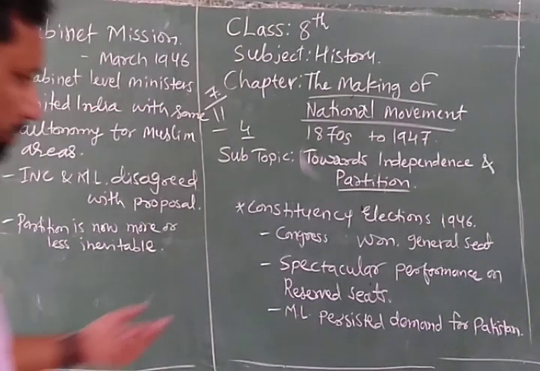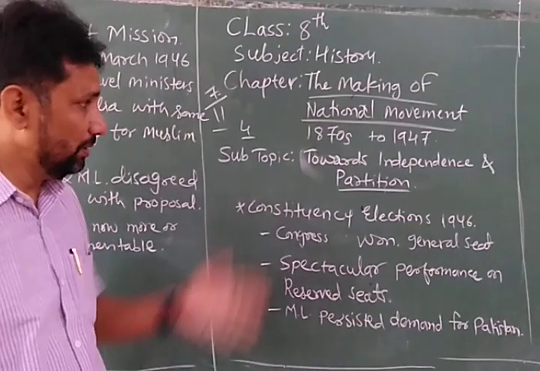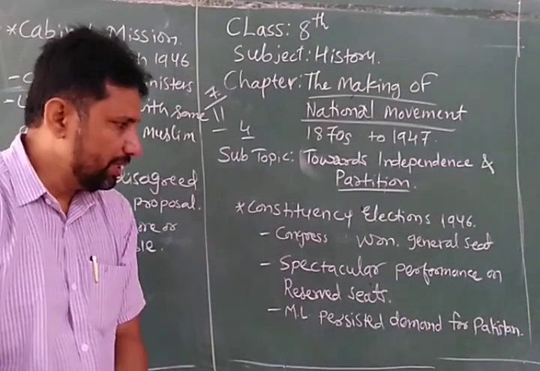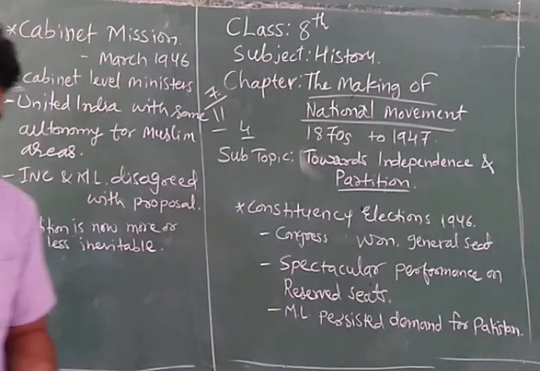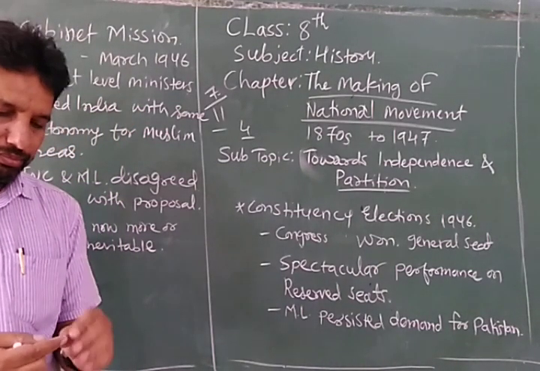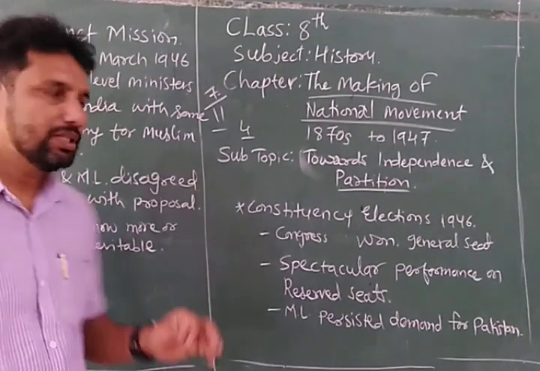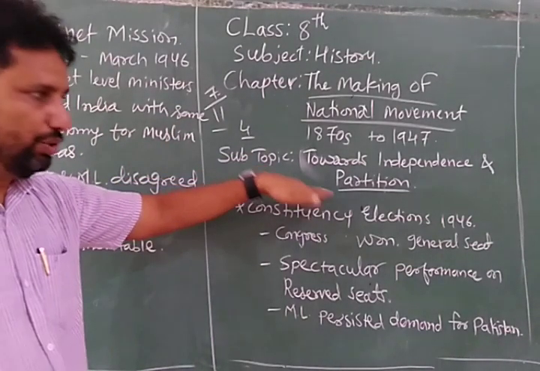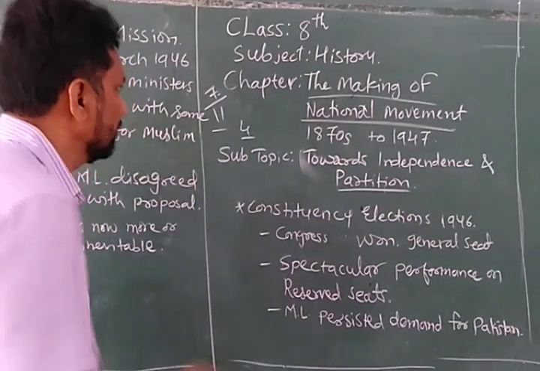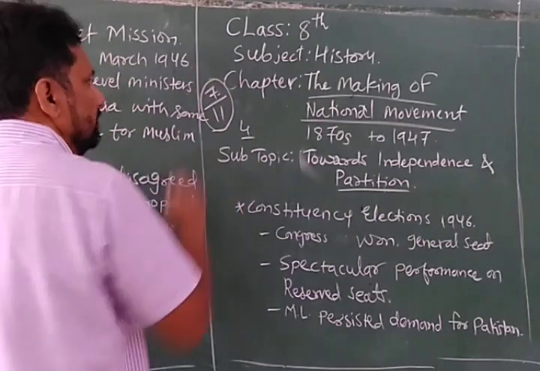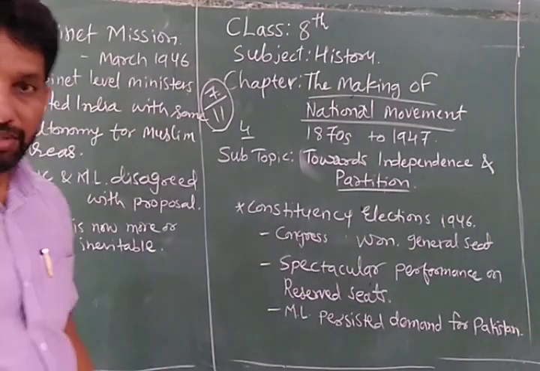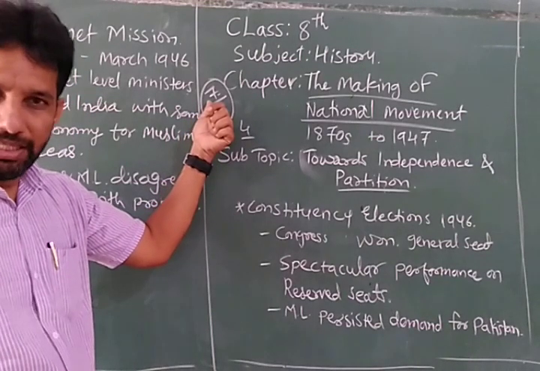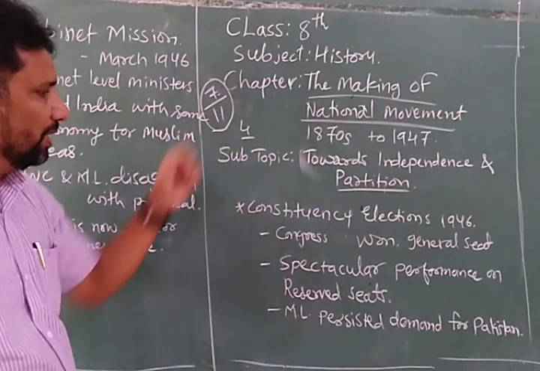Now see, the further that we are discussing the point towards independence and partition. The first level of dialogue, as negotiations were opened, they failed. Now what happened? I already told you, in the 1937 elections, 7 constituencies were owned by INC, the Indian National Congress.